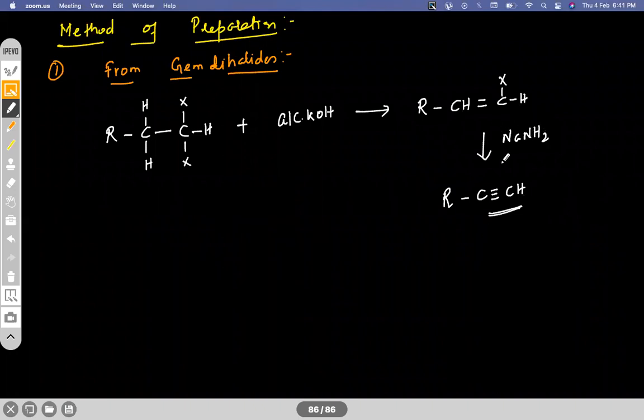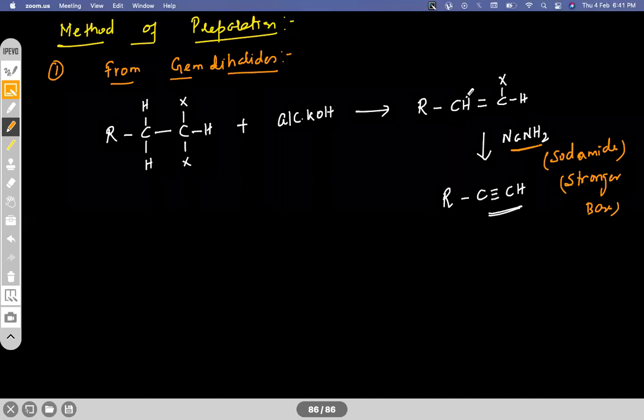Now here you see one very important thing. In the next step, we cannot use alcoholic KOH. We use NaNH2, which we call sodamide. It is a stronger base than alcoholic KOH. Alcoholic KOH is not strong enough to remove hydrogen from an sp2 hybridized carbon atom. The role of the base is to take H plus from this. Since it is an sp2 hybridized carbon atom, it is difficult for alcoholic KOH to remove hydrogen. Hence, in the second step, we require a stronger base, and so we use NaNH2, which forms the alkyne. Similarly, with alcoholic KOH there is an acid-base reaction, the base takes hydrogen from the beta carbon and the reaction proceeds. It is the same reaction, so I'm not going to drill through all of this.